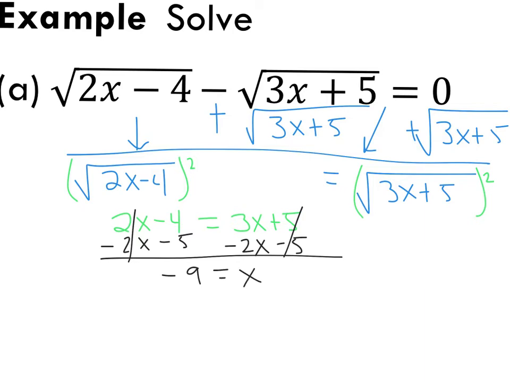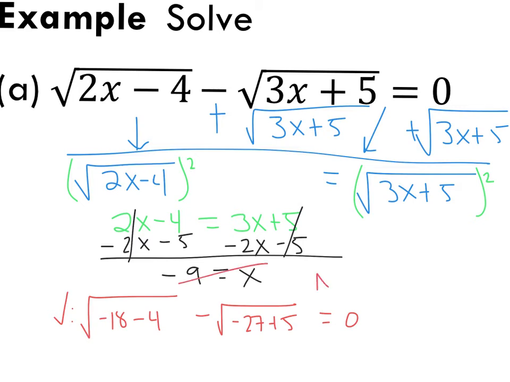Okay, so now remember, we still have to check for those extraneous solutions. If I plug into the original problem, notice we'll have the square root of negative 18 minus 4 minus the square root of negative 27 plus 5. Does that give me 0? Can you take a negative square root? And the answer to that is no. So this means no solution.